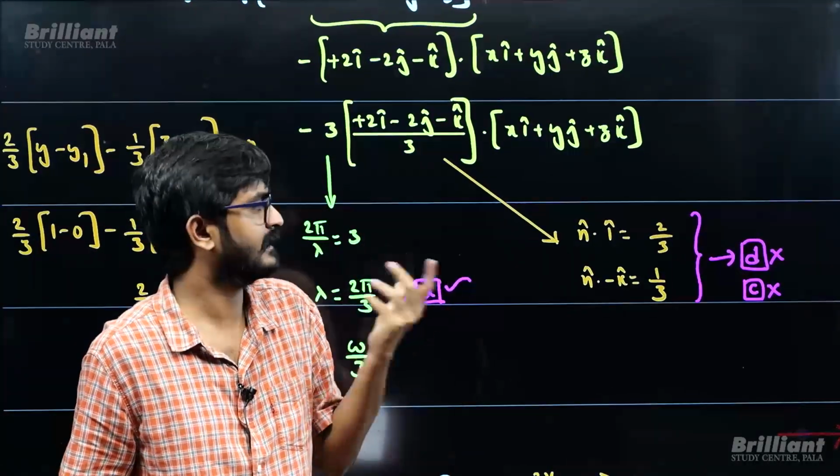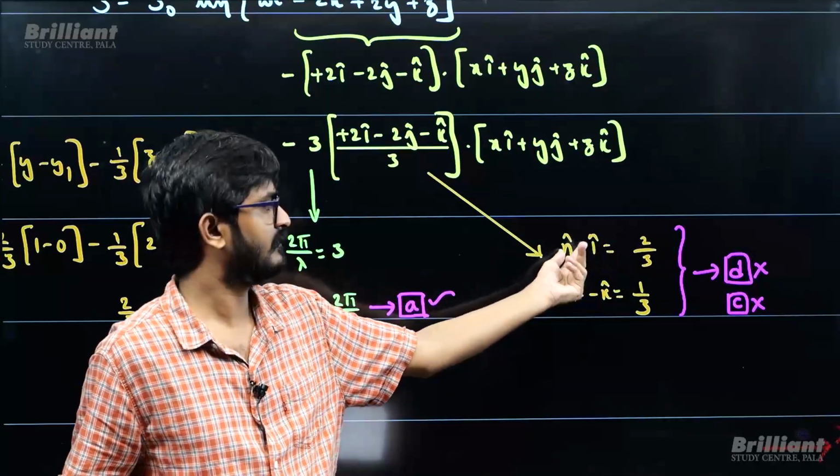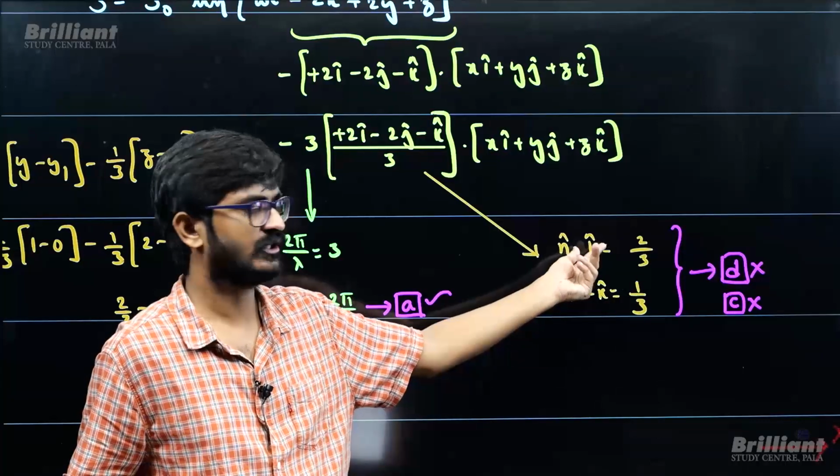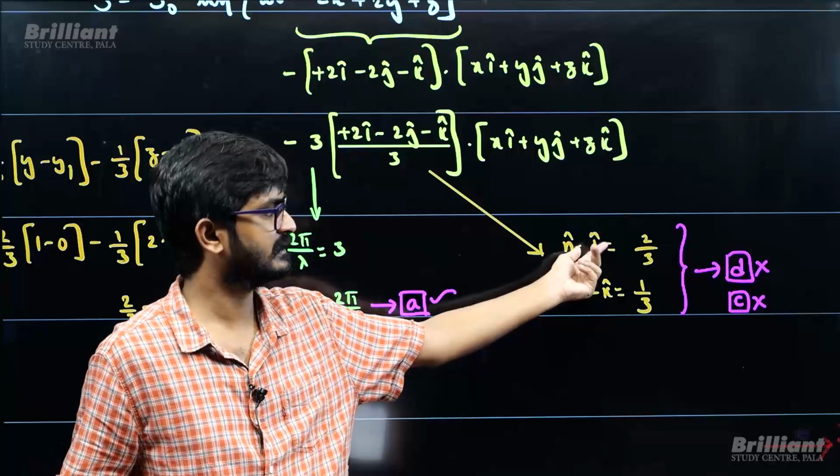If I want to find the angle, I can take the dot product of their unit vectors, right? Then I will get cos theta, since the magnitude is 1, so 1 into cos theta. The dot product a bar dot b bar is a into b into cos theta, so it is 1 into 1 into cos theta, that is 2 by 3.